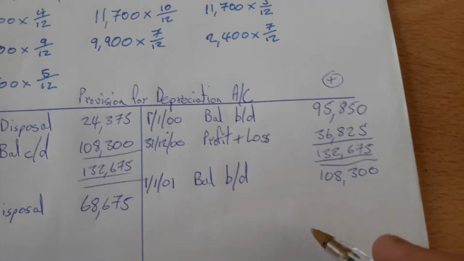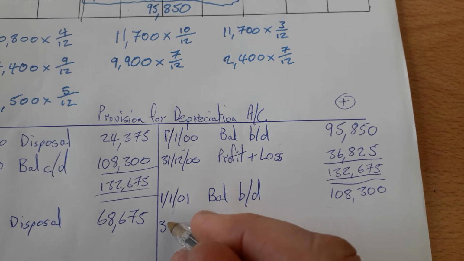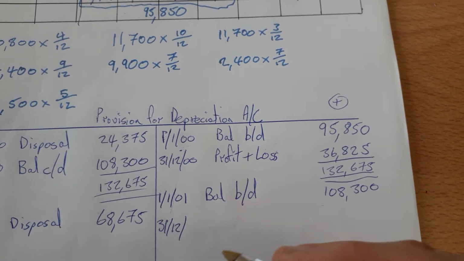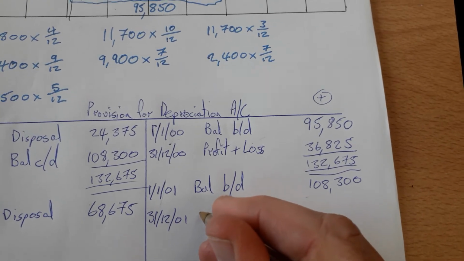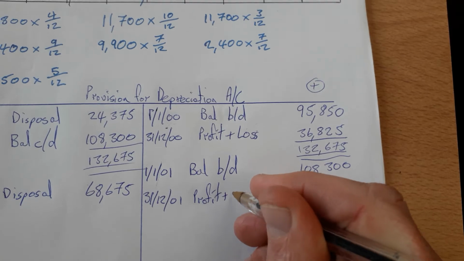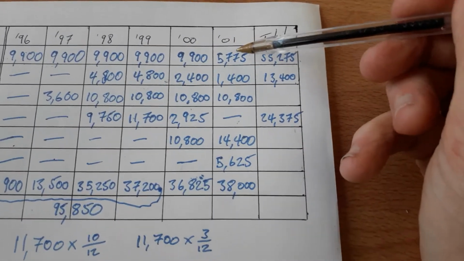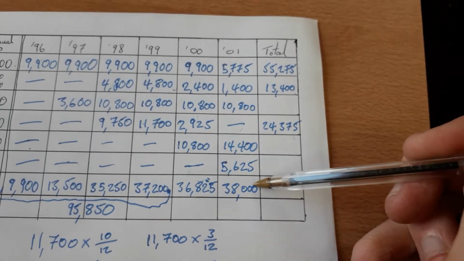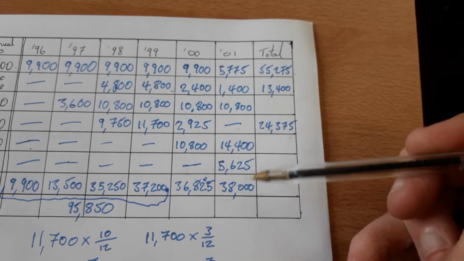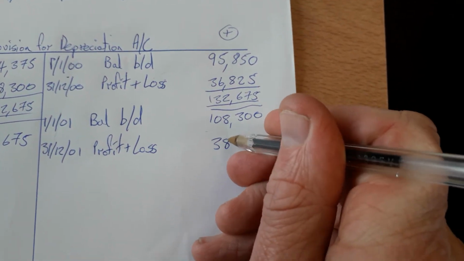And again, our next entry is just going to be our depreciation for the year, which we enter at the end of the year, 31st of the 12th, 01, and that goes in as profit and loss because our annual depreciation gets entered as an expense in the profit and loss account. And again, if we're looking for the depreciation for 01, well, the total depreciation was 38,000 when we added up this column. So 38,000.